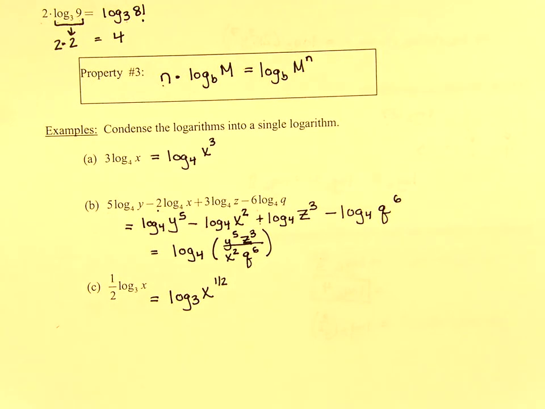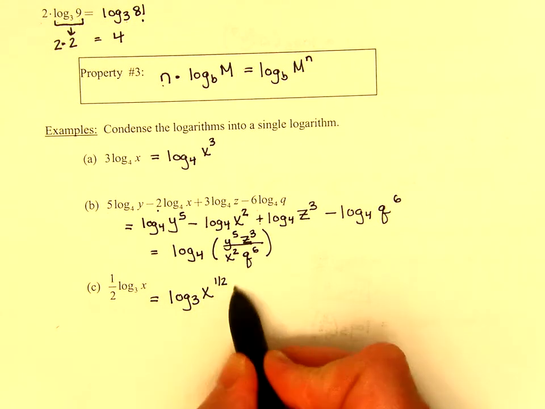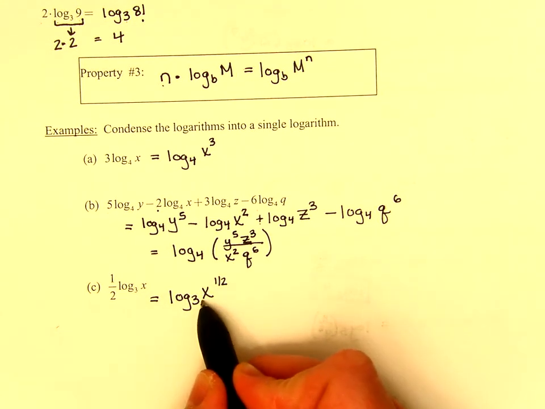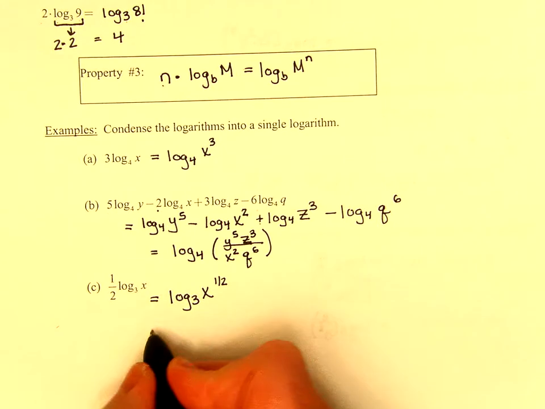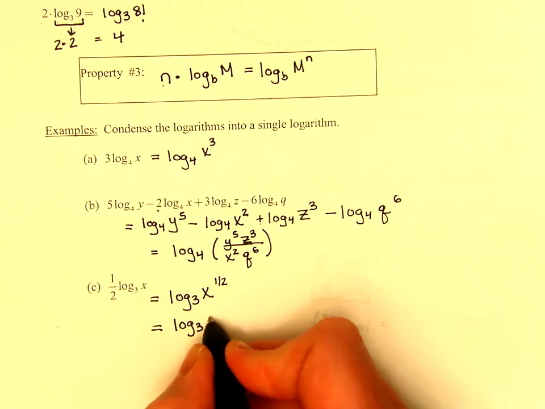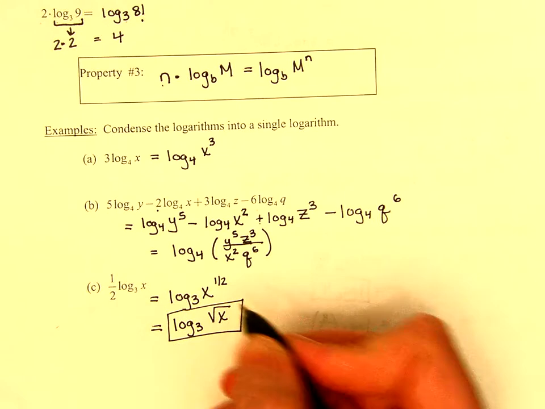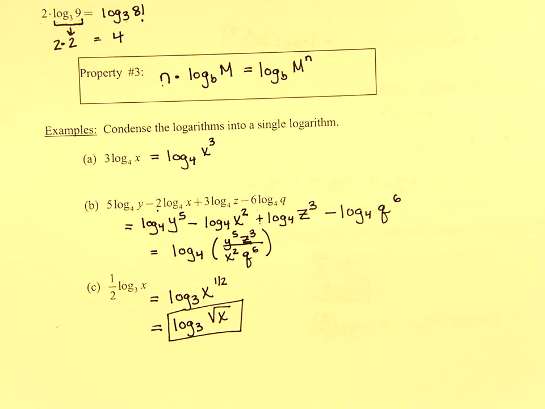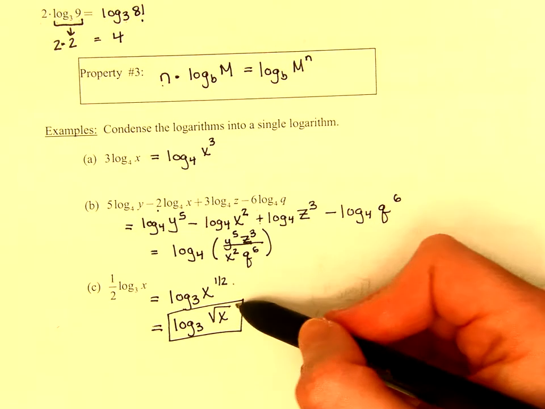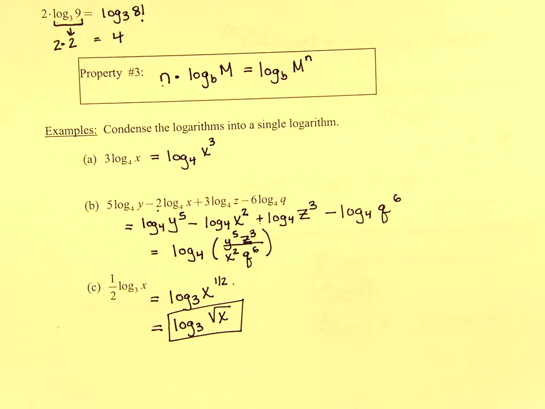However, given where we're about to go with this stuff, I want to show you another way of writing this. You should remember that anything raised to the 1/2 is the same as talking about the square root of that thing. So x raised to the 1/2 is the same as saying square root of x. I'm going to say log base 3 of the square root of x. For right now, if the direction is condense, either one of these is fine. I just wanted you to see that second one because of where we're going to go with this stuff.